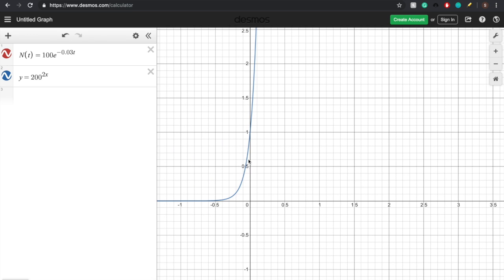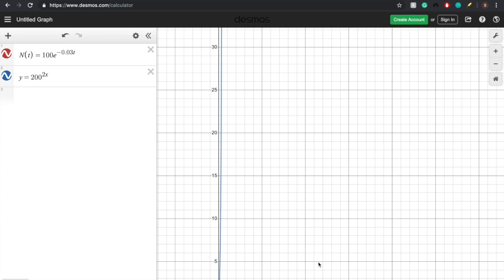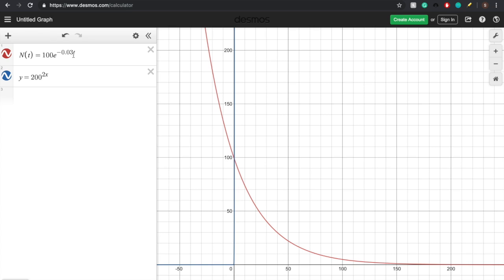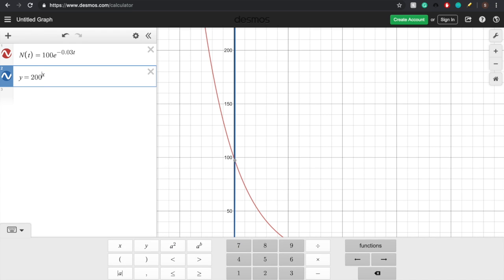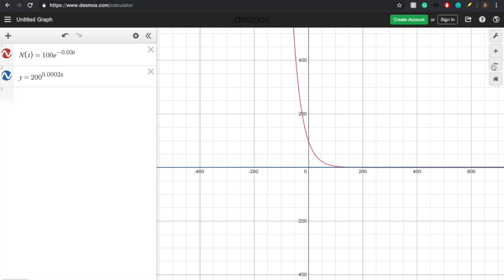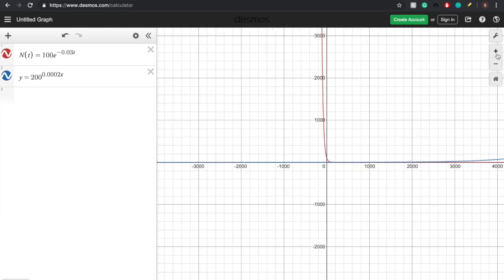So it grows up really fast here and just continues to go up, right? And the reason that the original function we're given doesn't do this is because the power here, the exponent, is so low. So for example, if we then change this to 0.0002, we would get something that doesn't go up for a while and takes a long time to go up.